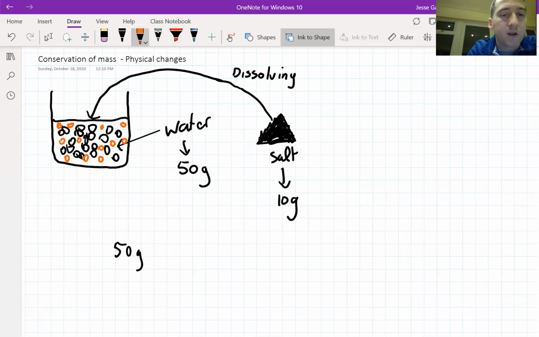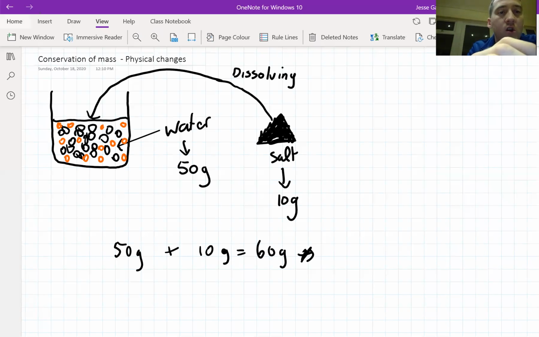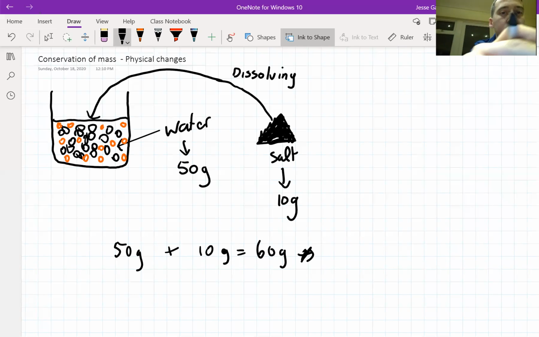But hopefully you understand that the salt particles are still there. They have not been destroyed. Yes, we can't see them anymore because they take a slightly different form, but they're still there. So technically, we have to add on the mass of the salt. So the total mass here would be 60 grams of, what do we call this type of mixture when we mix together salt and water? So salt is a solute, water is a solvent.